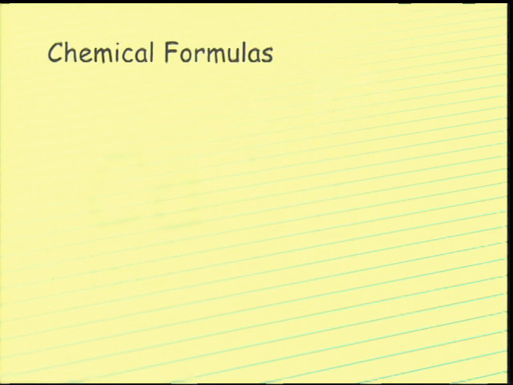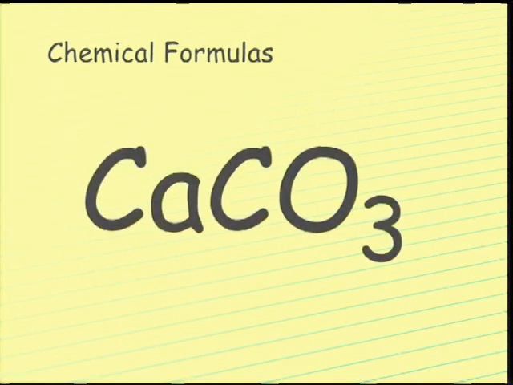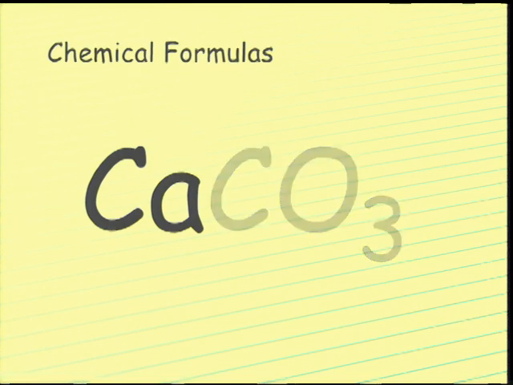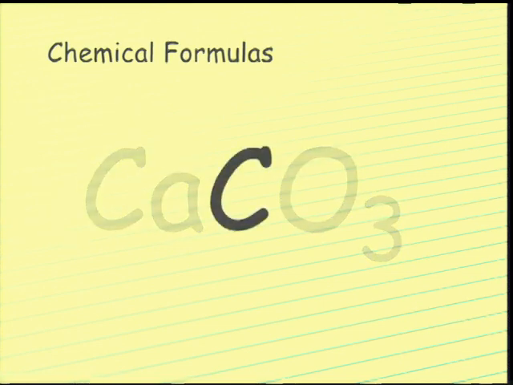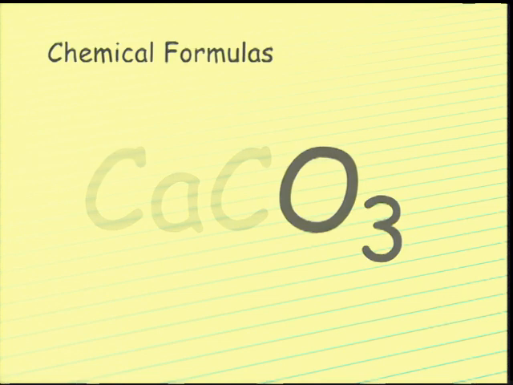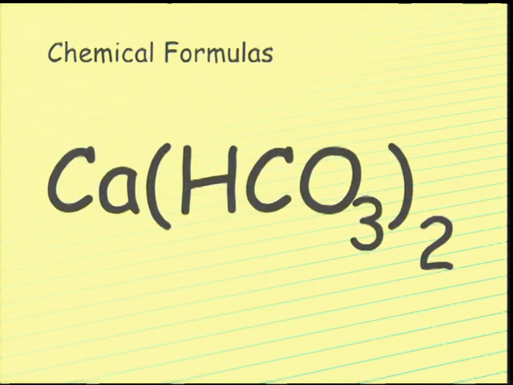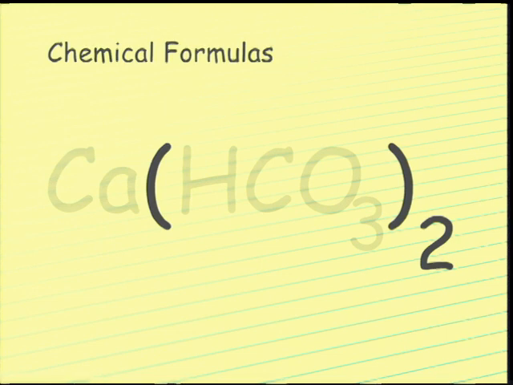Here is the chemical formula for calcium carbonate. The formula tells us the compound is made up of 1 atom of calcium, 1 atom of carbon, and 3 atoms of oxygen. In some chemical formulas, you'll see a subscript number just outside of parentheses, such as for calcium bicarbonate.